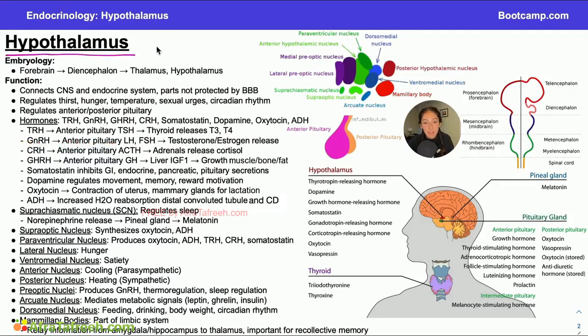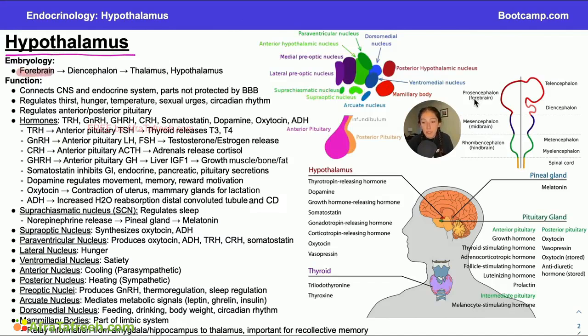So the hypothalamus is going to be an incredibly important part of the endocrine system, but also part of the central nervous system. So highly likely that you'll get tested on this either under a neuro question or under an endocrine question. So great to be familiar for both of those reasons. So first, where does our hypothalamus come from? Well, it comes from the forebrain.